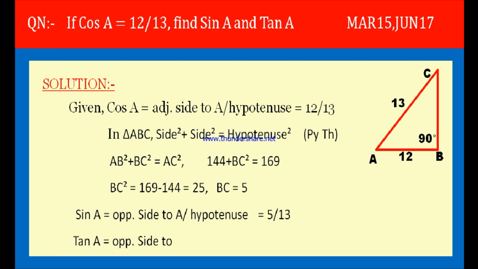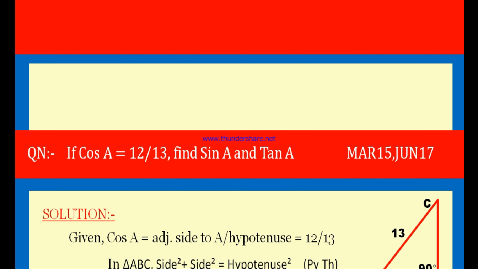And the second one is tan A. Tan A is opposite side to A by adjacent side to A. Opposite side to A is BC, which is equal to 5, and adjacent side to A is AB, which is equal to 12. Therefore tan A is equal to 5 by 12.